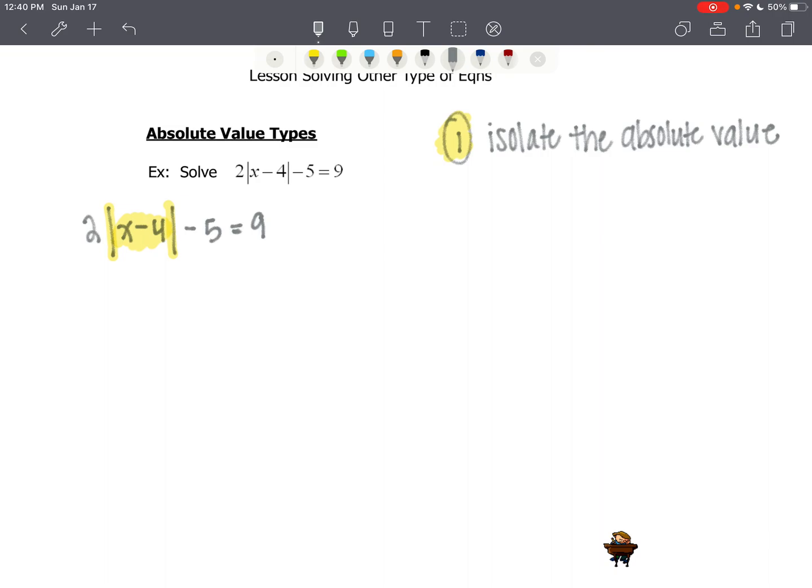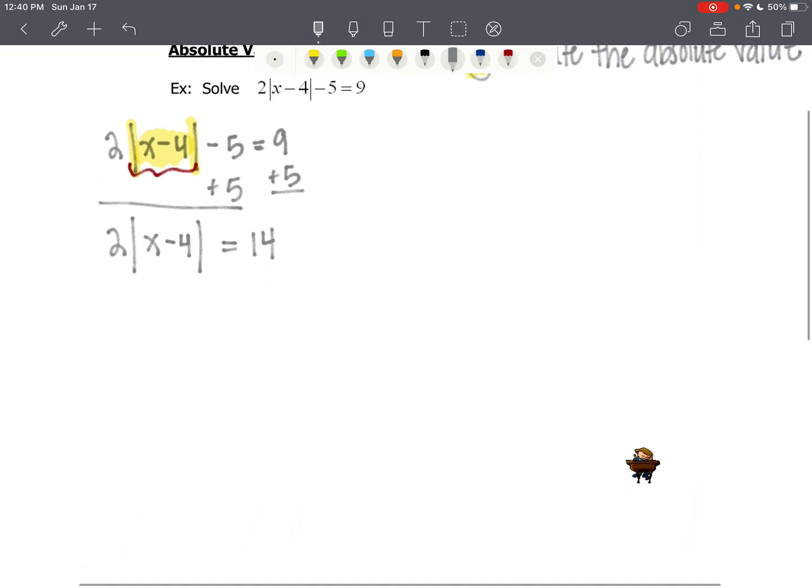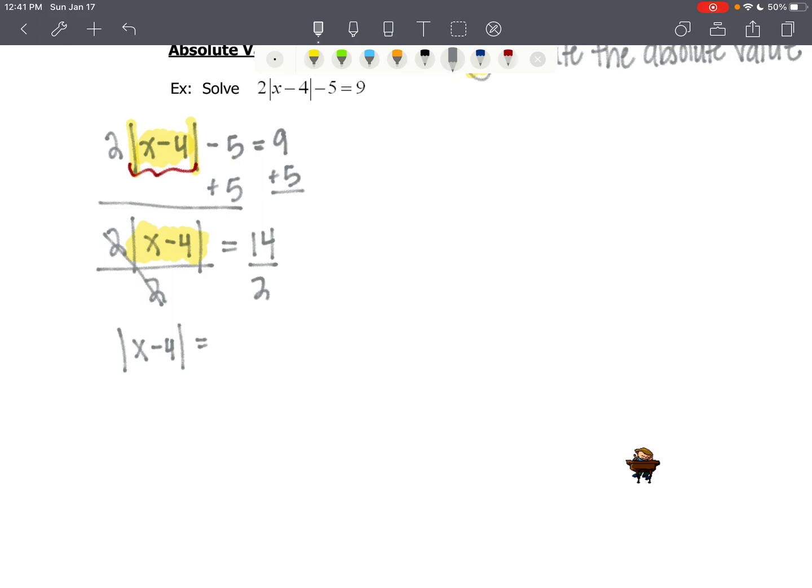So what would you do to get this part of the expression all by itself? Well, I would add 5 to both sides, and then I would divide by 2. So I'd have 2 times the absolute value of x minus 4 equals 14, and then I would divide both sides by 2 because I undo the addition and subtraction first, and then I undo the multiplication. That's going to give us the absolute value of x minus 4 equals 7.